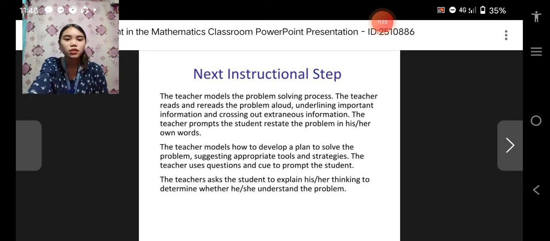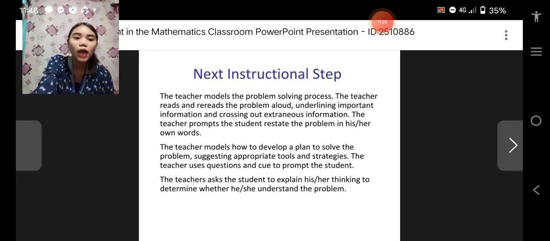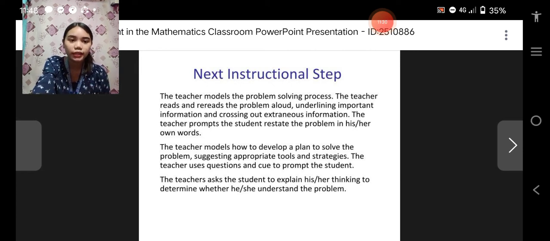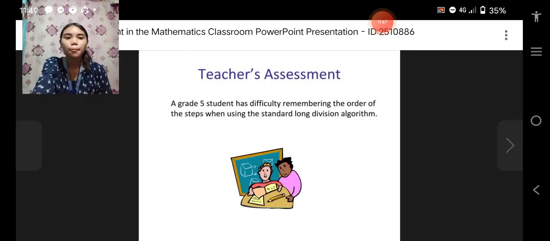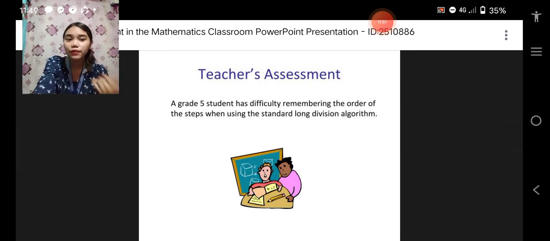So the teacher also models how to develop a plan to solve the problem, suggesting appropriate tools and strategies. So the teacher uses questions and cues to prompt the student. So the teacher also asks the student to explain his or her thinking to determine whether he or she understands the problem.